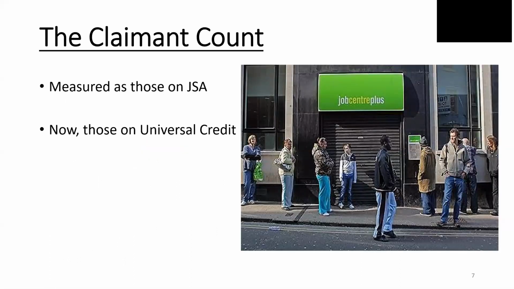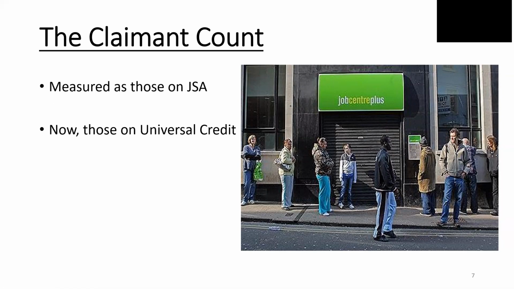One way we can measure the unemployed is the claimant count. So a claimant is someone who is claiming benefits, and the claimant count is the total number of people who are claiming benefits while seeking work. It used to be just those on Jobseeker's Allowance. Now it's also those who are claiming Universal Credit and also seeking work.